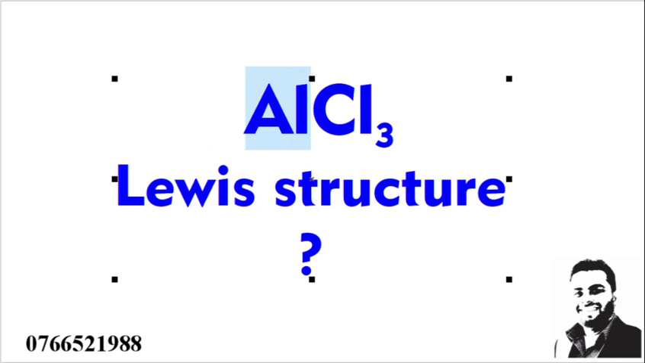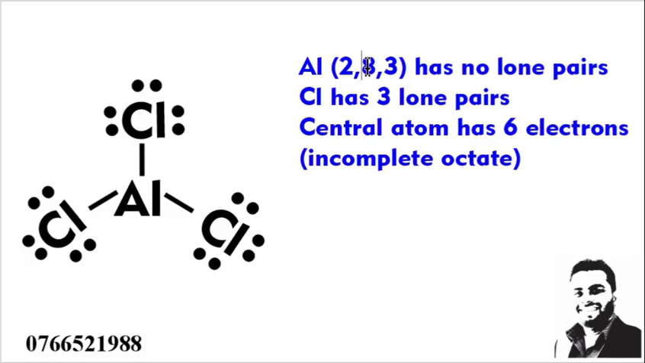Aluminium has 2,8,3. So in the outermost shell it has 3 electrons. So all 3 electrons are contributed for sharing with each of these chlorine atoms. They are shared with the chlorines. So there are no lone pairs with the aluminium atom. The aluminium middle atom has no lone pairs. All 3 outermost electrons are now shared with the chlorines. So one chlorine atom has 3 lone pairs, as we have mentioned earlier. So this is the Lewis structure of aluminium chloride.